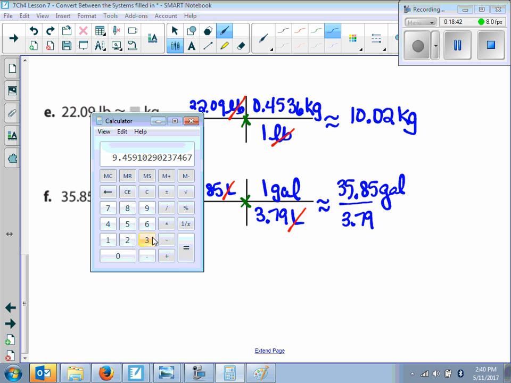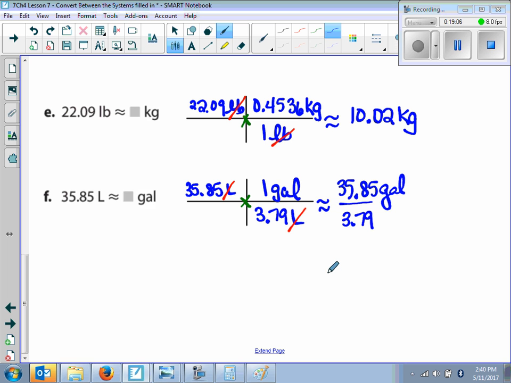9.46. Let me just double check that because I accidentally pressed the wrong button. So 35.85 divided by 3.79. Yep. So that's going to give us this decimal, and we're rounding to the nearest hundredth, so that's the 5. So the 9 tells us that we need to round up. So we're going to end up with 9.46. So my final answer is 9.46 gallons.